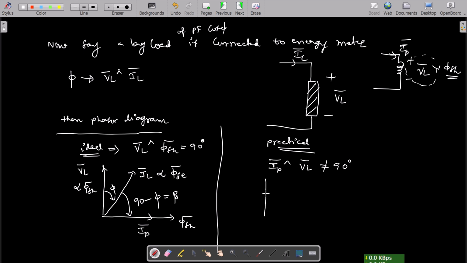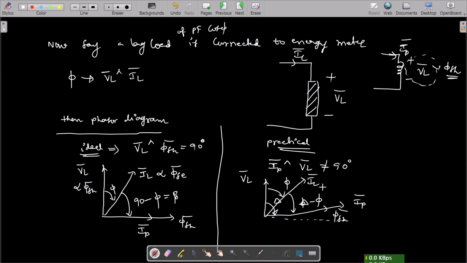Let us say this is VL, and this is 90 degrees. This will be IP. So the angle between these two things will be delta, and we already know that phi SH and IP will be in phase, because IP only created phi SH. That's why they're in phase, and that load current will be lagging by the power factor angle phi. Now the angle between these two will be how much?